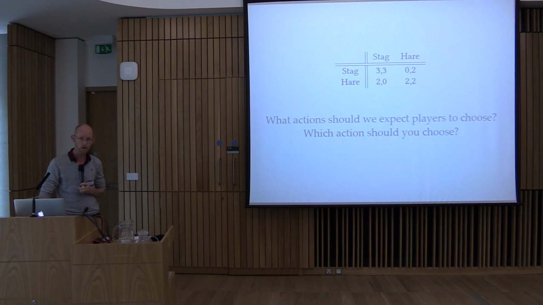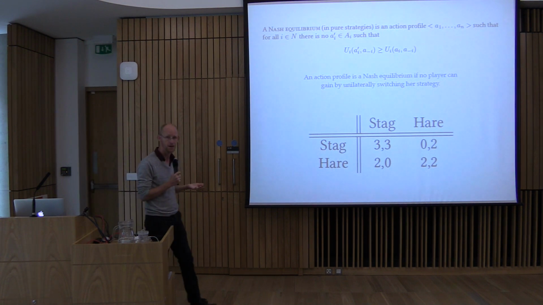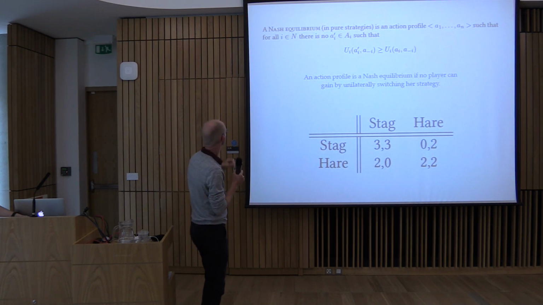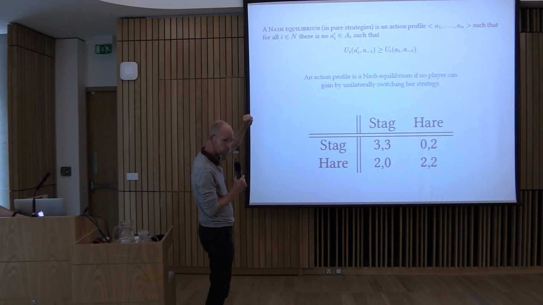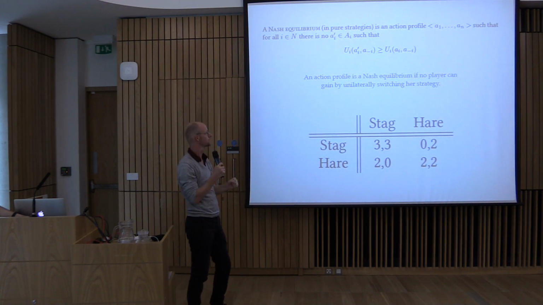So we have to go for another solution concept of a game. And that's the famous Nash equilibrium. Nash we all know from the beautiful movie, A Beautiful Mind. What is a Nash equilibrium in pure strategies? That's an action profile, so it's a choice of everybody.